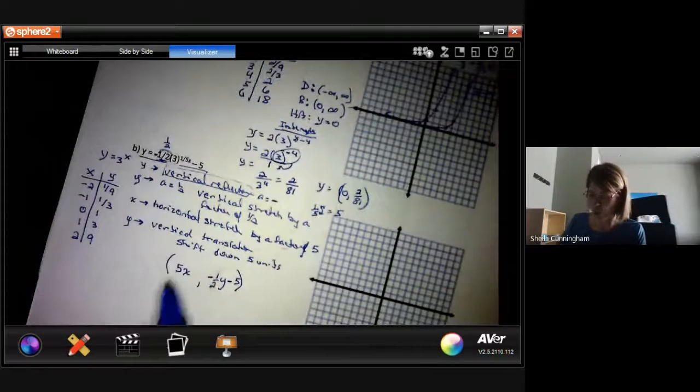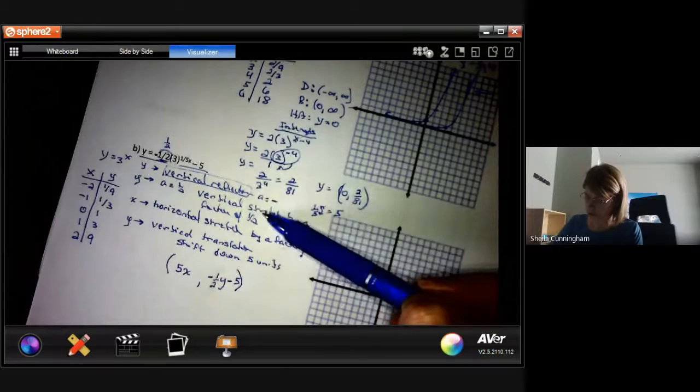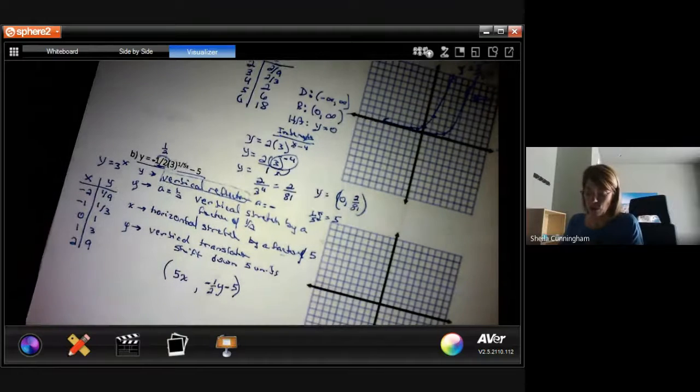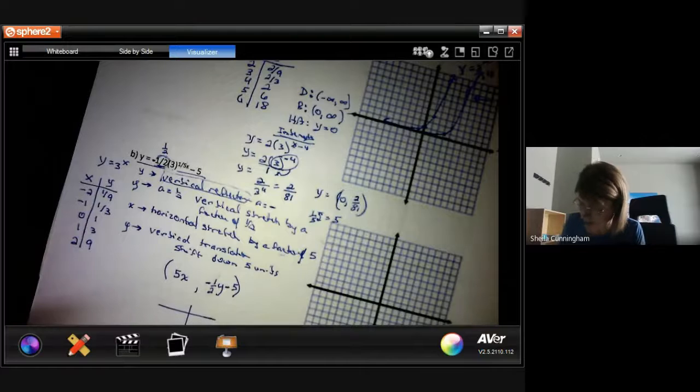Okay, so we've accounted for our vertical reflection, our vertical stretch, and our vertical translation. That's all showing up in my Y, with just one lonely thing happening in my horizontal stretch. Sometimes you get it, you guys, where everything is happening to your Y value and nothing happens to your X. That can happen. It just depends on what transformations you have.